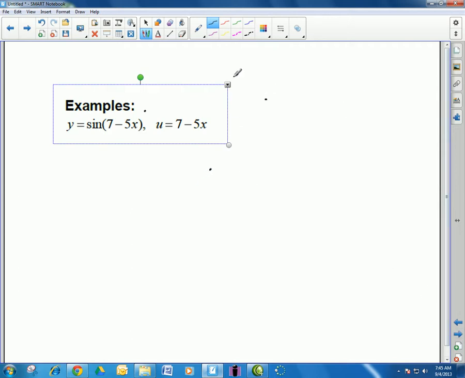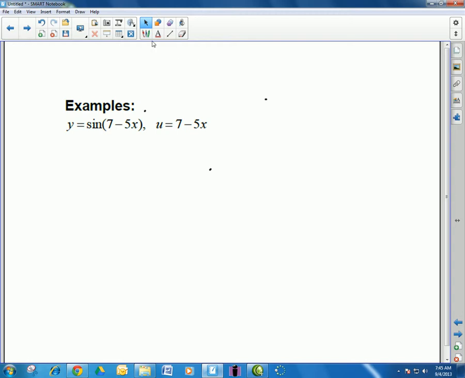The inside function you can designate as whatever variable you want. But later on we're going to learn u substitution, which is kind of opposite of what we're doing here, so we're going to use u. We're going to make this simple substitution and substitute 7 minus 5x in for u.